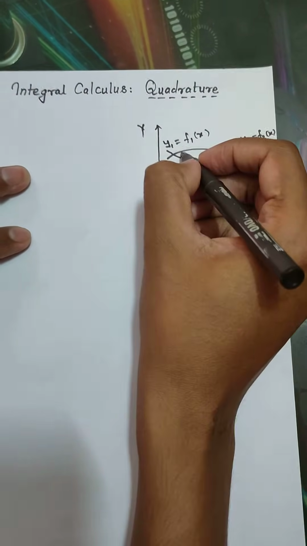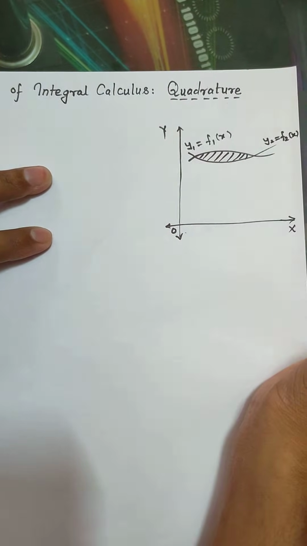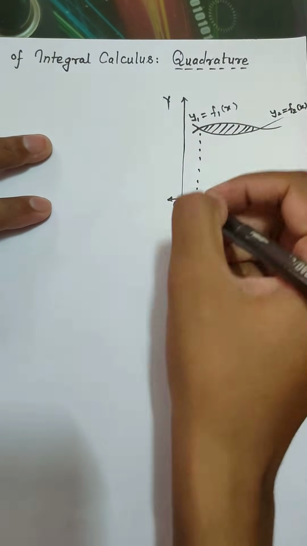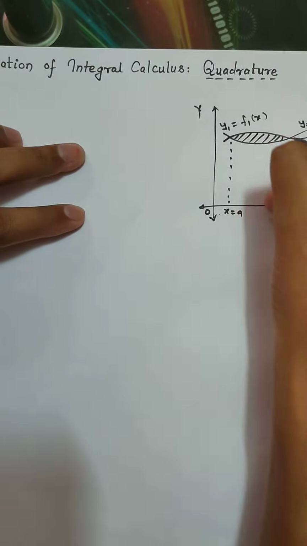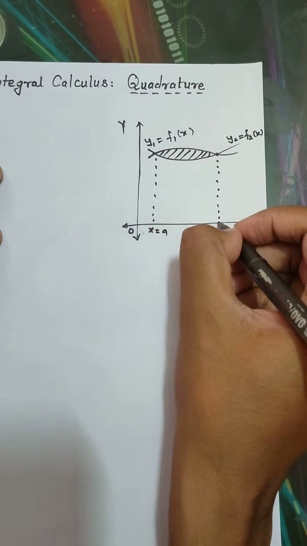And what we have to find out? We have to find out the area enclosed between these two curves. Okay, so let us mark these points. This is say x is equal to a, and this is say x is equal to b.